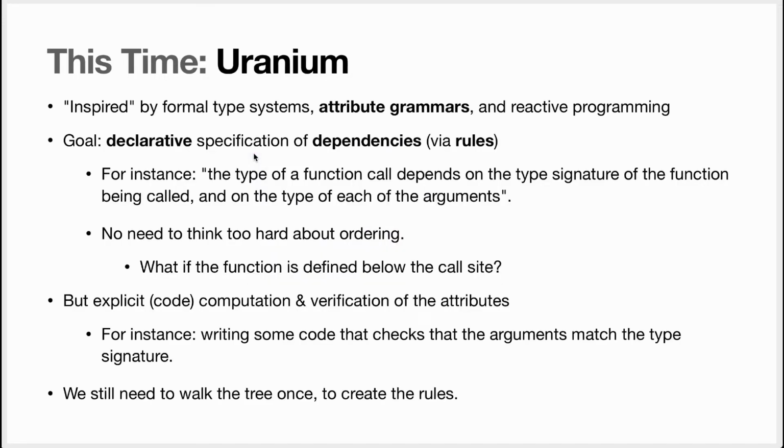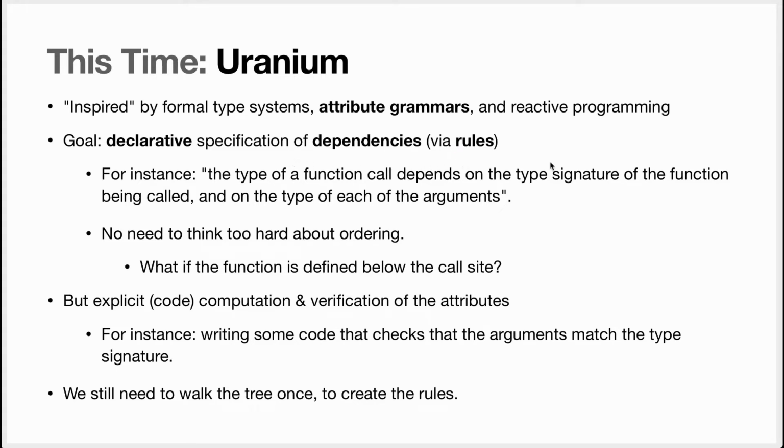This time, I'm talking about Uranium. So Uranium is a library written in Java, and it's made to facilitate semantic analysis. It's inspired by formal type systems, like we saw last video, attribute grammars, that's something I will explain today, and reactive programming. So the goal of Uranium is the declarative specification of dependencies, and we'll do this via rules.